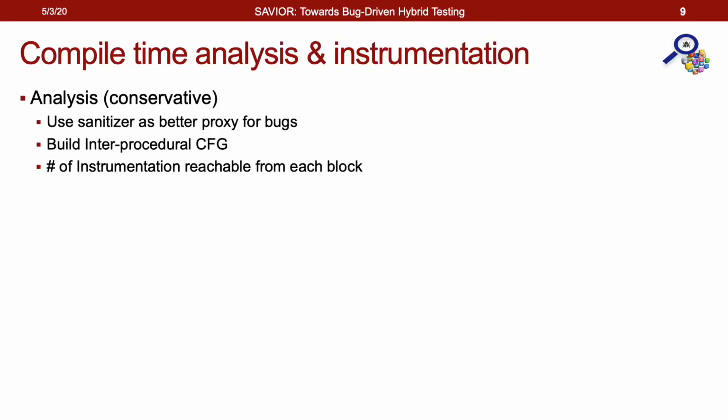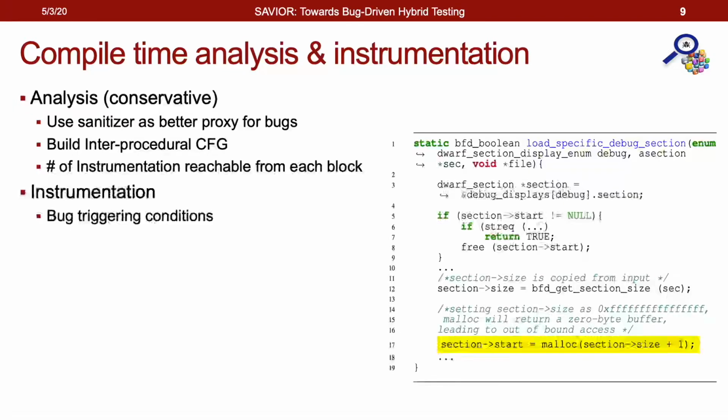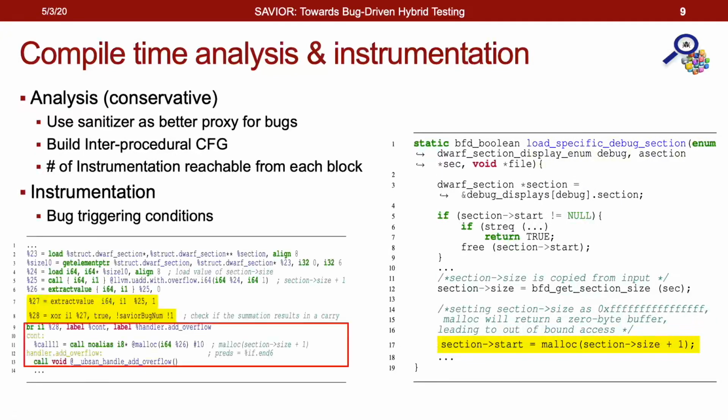With the control flow graph, it computes the number of reachable instrumentations from each basic block and inserts that number at the location of each basic block. Again, using the objdump program as the example, for the highlighted bug, the sanitizers will mark it as a potential buggy location and instrument the reachable bug number for each basic block as highlighted in the intermediate representation.